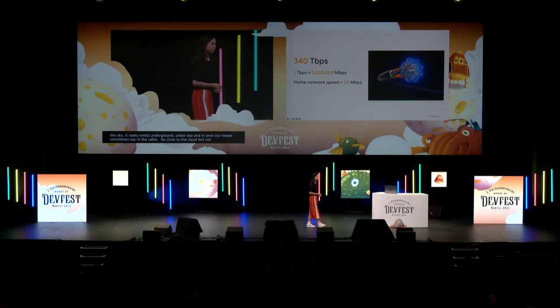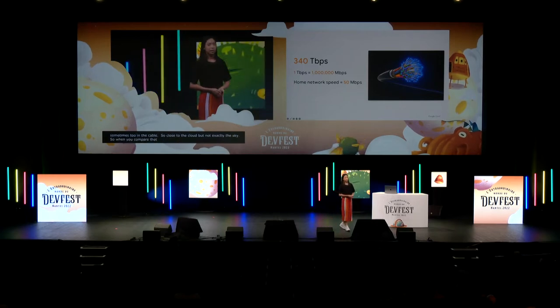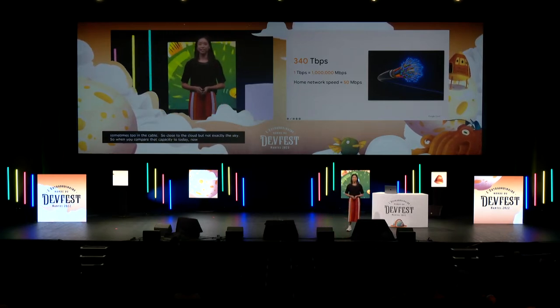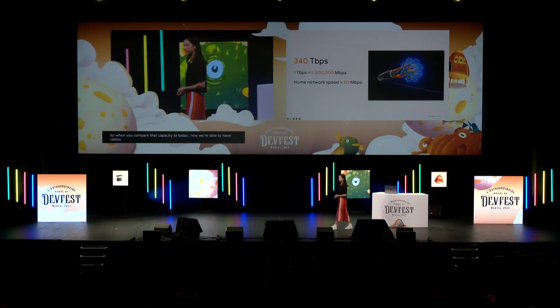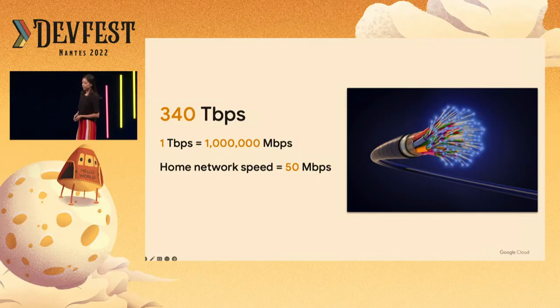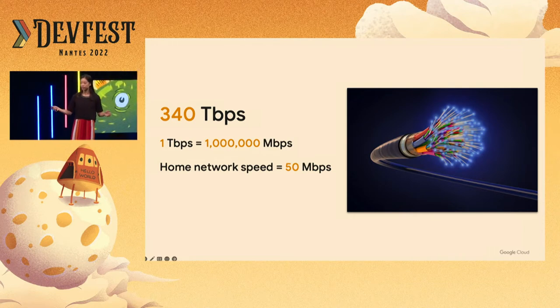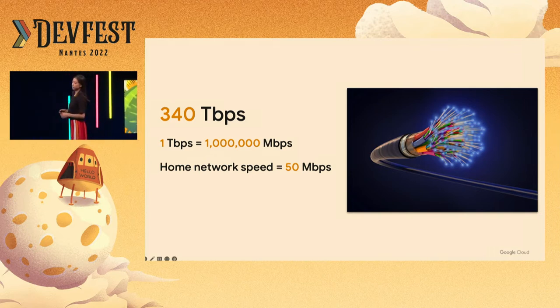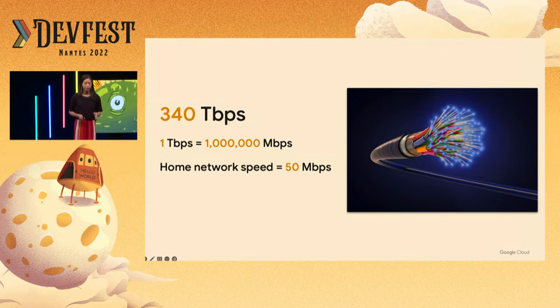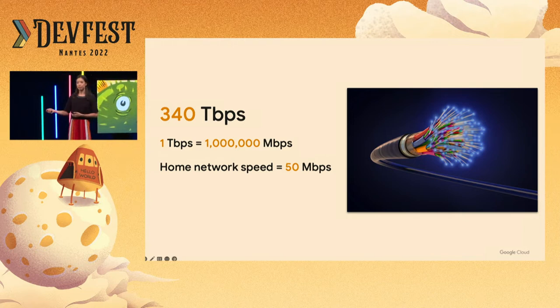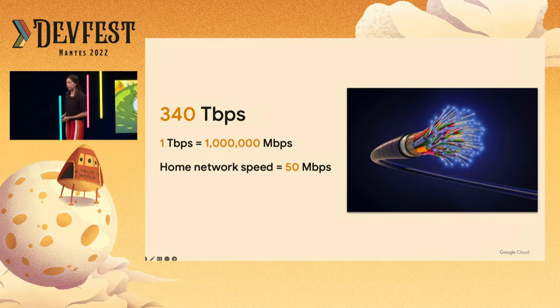So when you compare that capacity to today, now we're able to have cables that enable 340 terabits per second capacity. Just to give you a point of reference, that's about 25 million times faster than the global home internet connection. It might seem a little slow on this slide, but I'm taking into account the global average. And that's about running, let's say, a 4K 5-minute video 4.5 million times simultaneously. So it's extremely impressive stuff that's happening.